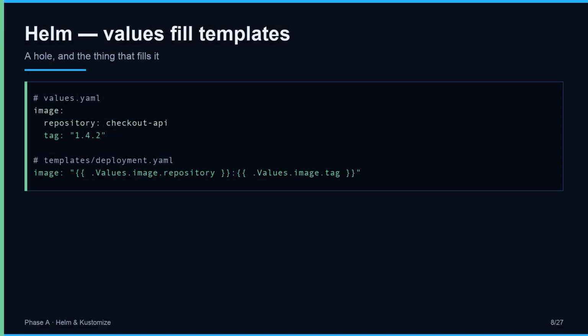Here is the Helm idea and code. The first block is values.yaml, a repository and a tag. The second block is a template with 2 holes, written in Go template syntax. The holes say, take the repository from values, take the tag from values, and join them. When Helm renders, those holes become a real image string. Change the tag in one place, and every template that uses it updates automatically.